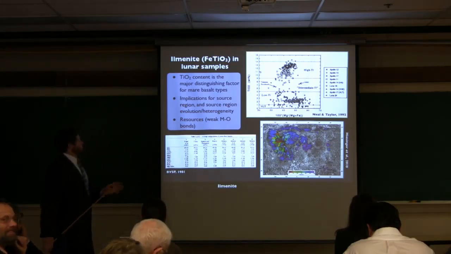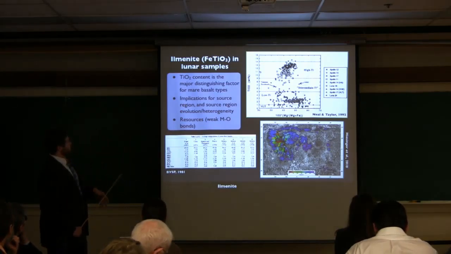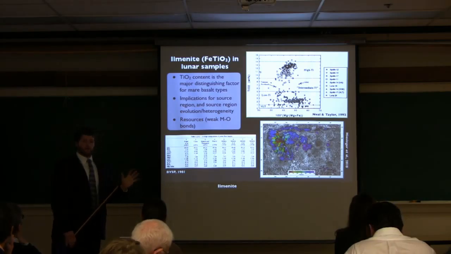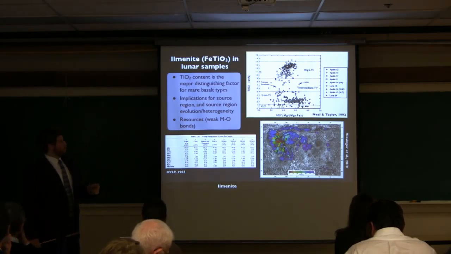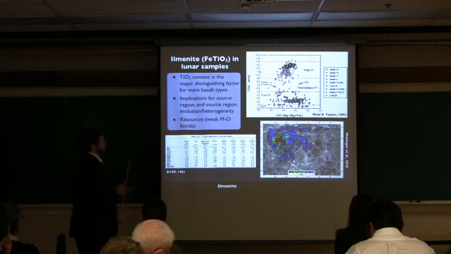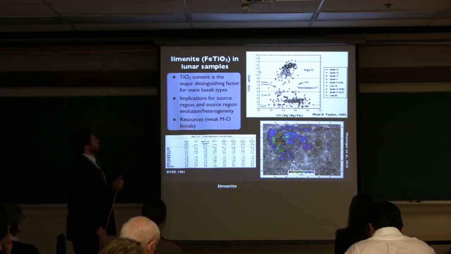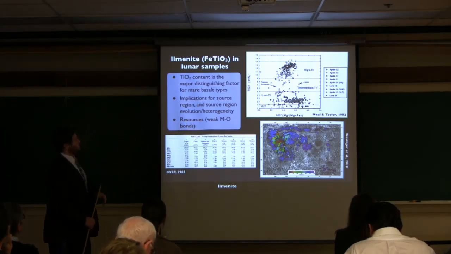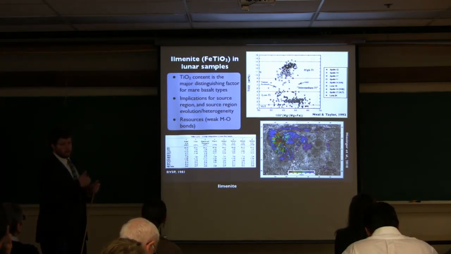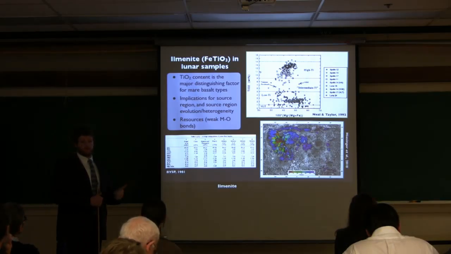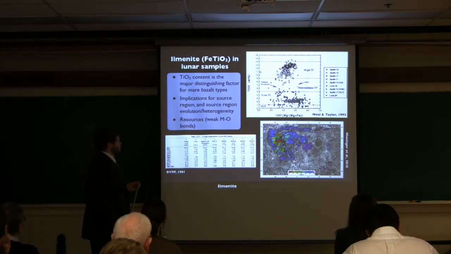Ilmenite and titanium in lunar samples, stepping back a little bit. Titanium content is pretty much the dominant way that we classify Mare basalts on the moon. I'm showing you on the upper right the classification of Mare basalts into various suites based on their titanium content. There are other secondary ways to do it, aluminum, potassium, things like that, but titanium is the dominant way that we classify basalts.